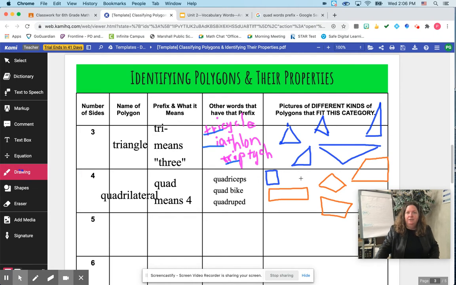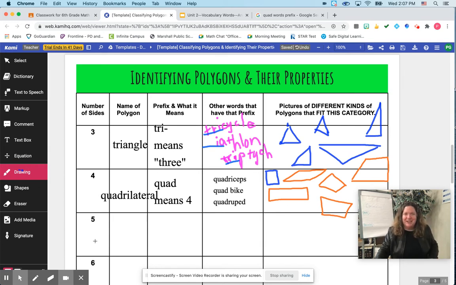So all of those, the only one I don't have is a parallelogram. Let me see if I can draw a parallelogram. So the 2 lines go parallel, and then these 2 lines go parallel. There's a parallelogram. So there's my parallelogram. So what ones did you draw?